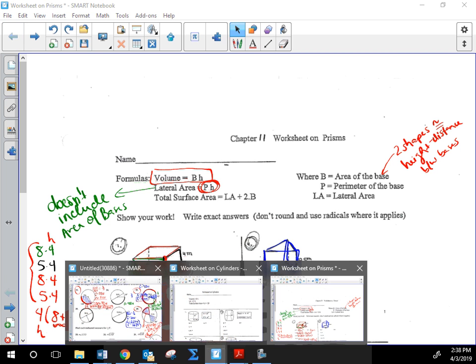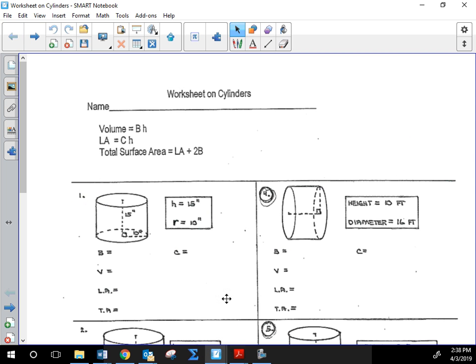When we take a look at our cylinders, our volume is still area of the base times height. Our lateral area before was perimeter times height. Well, the perimeter of a circle is simply the circumference. So that's why it's circumference times height. That's still the same idea, perimeter times height. And then once again, our surface area is just our lateral plus 2 bases. So it's the same formulas for both prisms and cylinders.